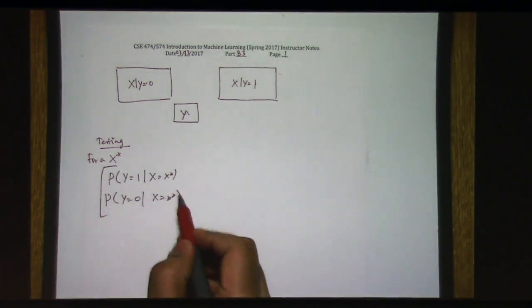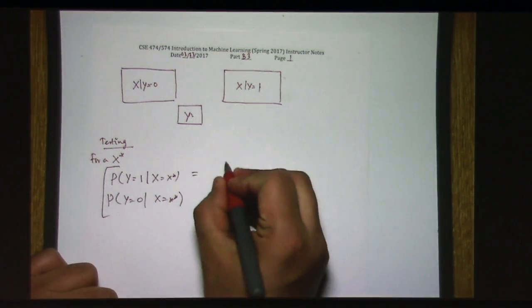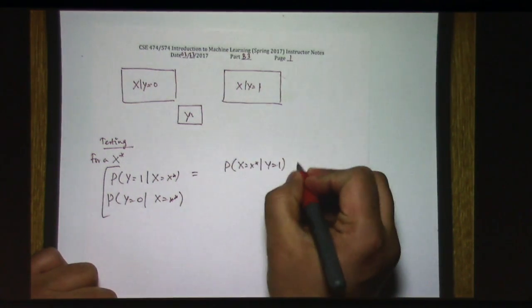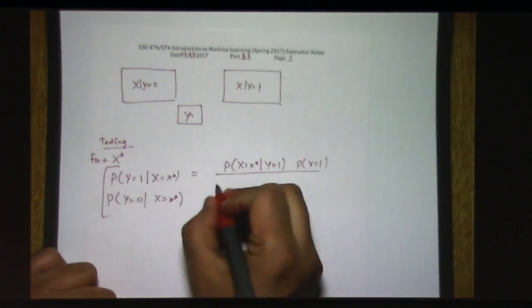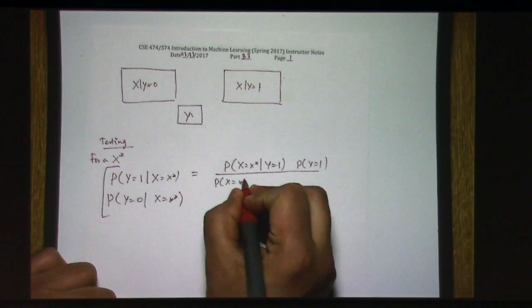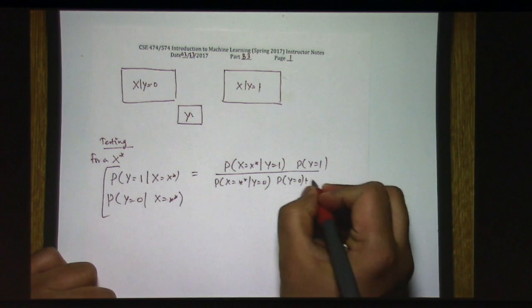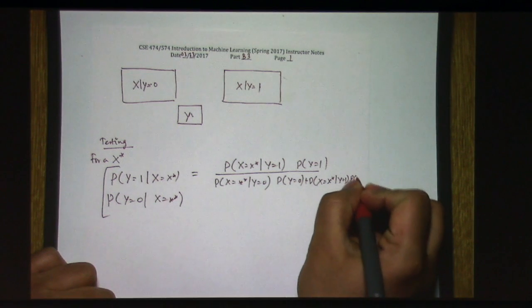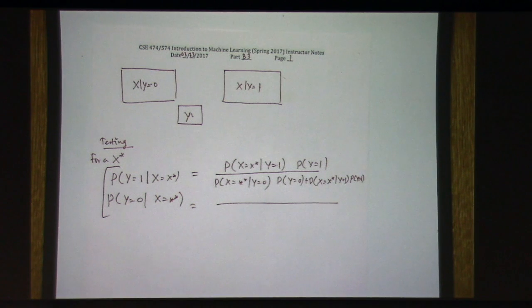And this can be solved easily using naive Bayes, where we say this is equal to the probability of x star given y equal to 1 times the summation, right? So maybe I'll write it out. And this would be similar, except that on the top will be 0, right? So that is sort of the process.